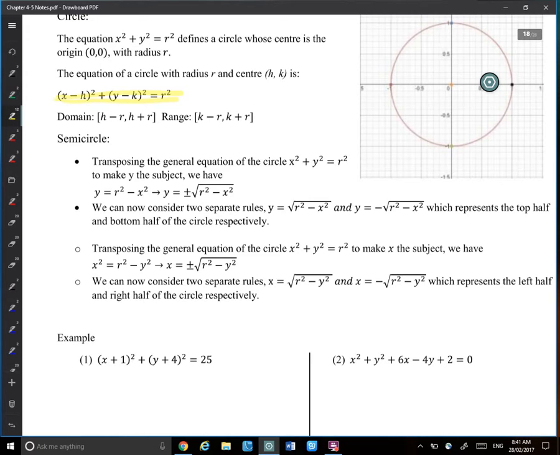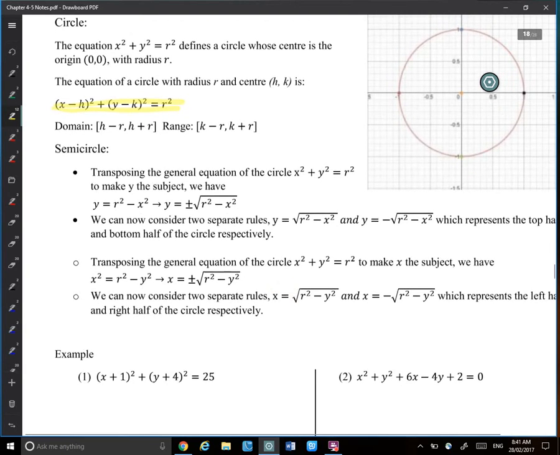So now we have learned domain and range. So we'll talk about the domain and range for a circle. From the center, you go up for r units, go down for r units, go left for r units, and go right for r units. So that will be your domain and range.